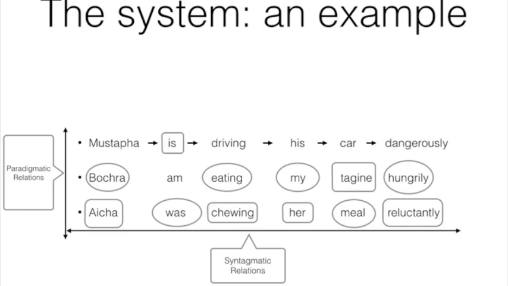The paradigmatic is the linear relationship, the horizontal relationship, this way. And the syntagmatic relations go this way within the sentence.